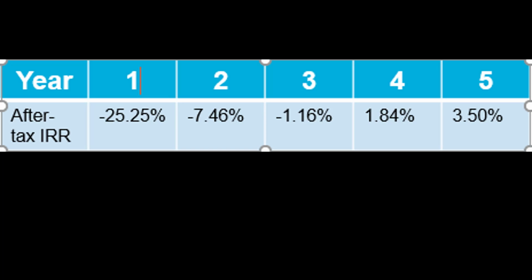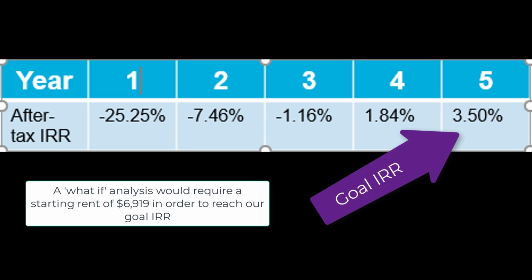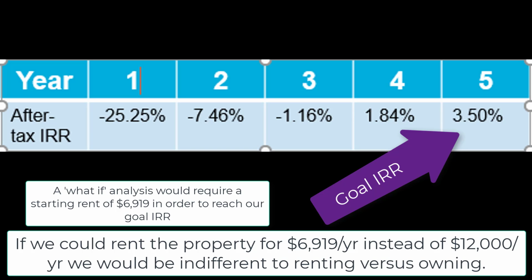Let's do an example to make this make more sense. So let's assume that the after-tax IRR from owning that is just sufficient to compensate for the capital invested as a down payment is 3.5%. So then we would recalculate the net cash flows by changing the rent saved to $6,919 for the first 5 years. So the answer to the question here is if the rent was $691.90 a month, then we would be indifferent given this analysis.